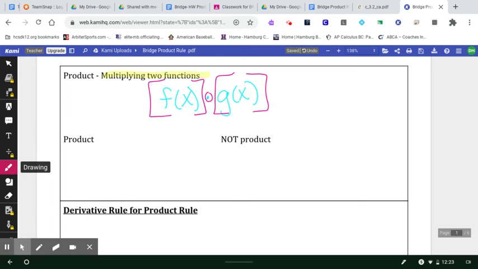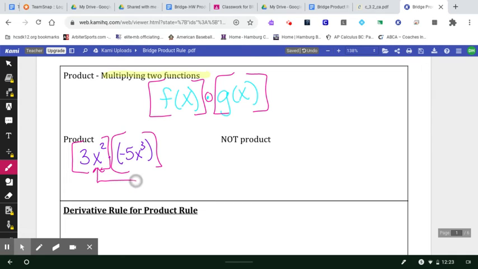So let me give you 3x squared times negative 5x cubed. And then I want you to put some brackets in. We're going to say it's this product times this product. Notice there's an x in this bracket and an x in this bracket. That is the idea. You have to have two functions in terms of x. There has to be x's on both sides. So maybe pause that and write that down for yourself. You need x's on both sides.